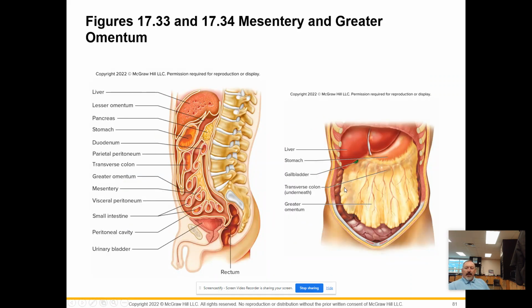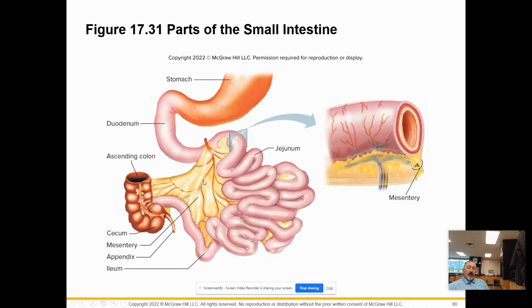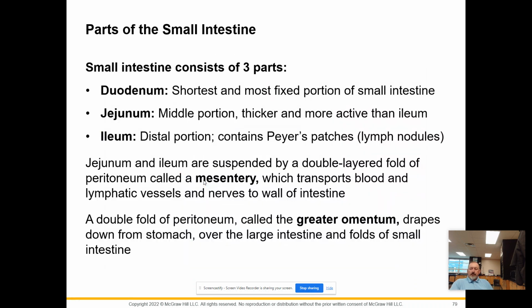And take a look here at this greater omentum. So this is that apron that's covering this. And if you go back, there's the greater omentum that's here, and you can see the lesser that's going to be towards the back, but it's still going to be there. All right. So this double folded layer of the peritoneum is going to be called the mesentery, and it transports blood and lymphatic vessels and nerves to the wall of the intestine.